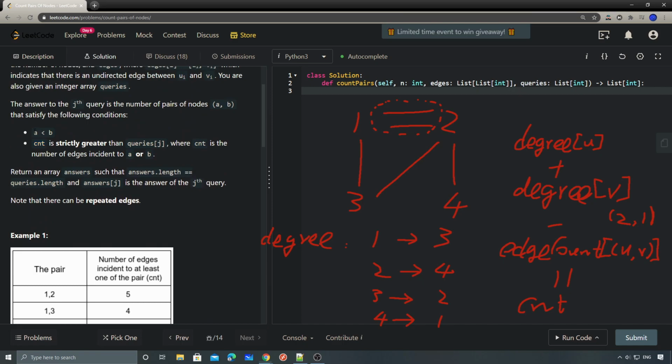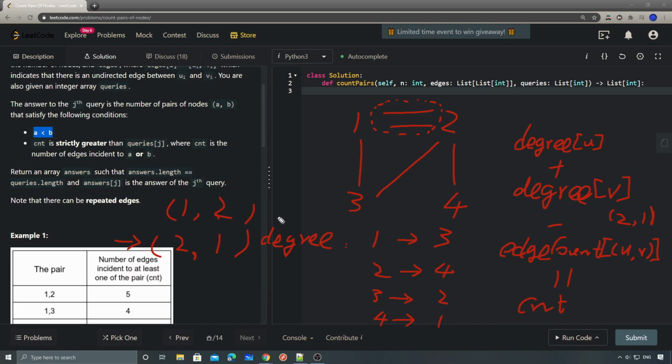So here this condition, a is smaller than b, simply means that given a pair, we only count these 2 nodes once, right? Because for 1, 2 and 2, 1, those 2 pairs, obviously the count will be exactly the same. But we only count these pairs once, because we don't count this 2 and 1. That's what this a smaller than b is telling us.